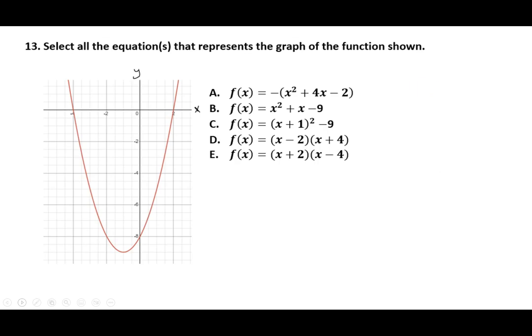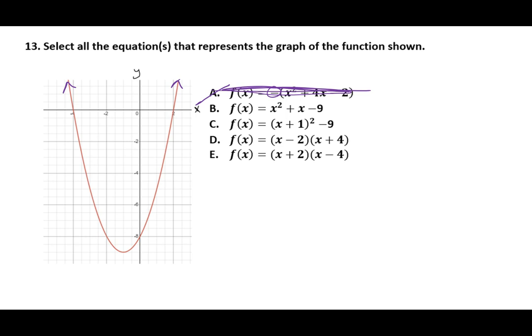Number 13, select all equations that represent the graph of the function shown. So remember, this is a positive graph because both are opening up. So it cannot be A because it has a negative in the front. So cross that out immediately.